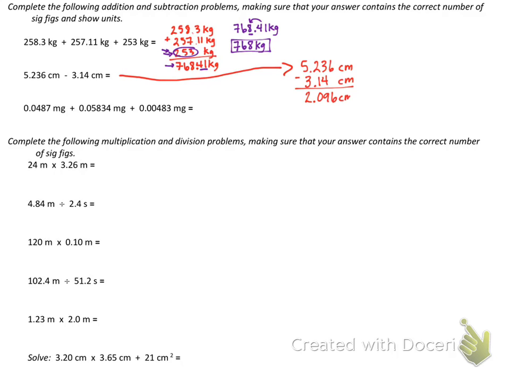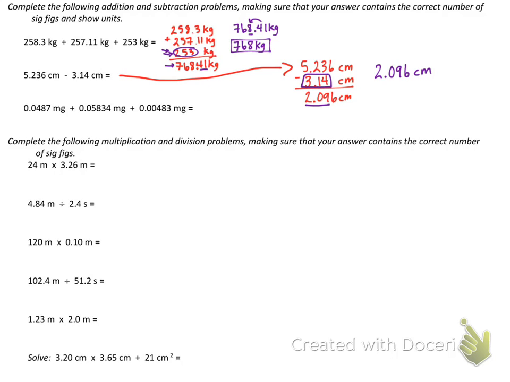And my answer is going to be 2.096 centimeters. Then I look at my numbers again and identify, okay, in this case, I can only extend my decimal point place to the 100th place, because that's the most accuracy that this 3.14 can give me. So in this case, I want to end up with this right here, but I also need to see what effect it'll have on my number. So again, my answer is 2.096 centimeters.